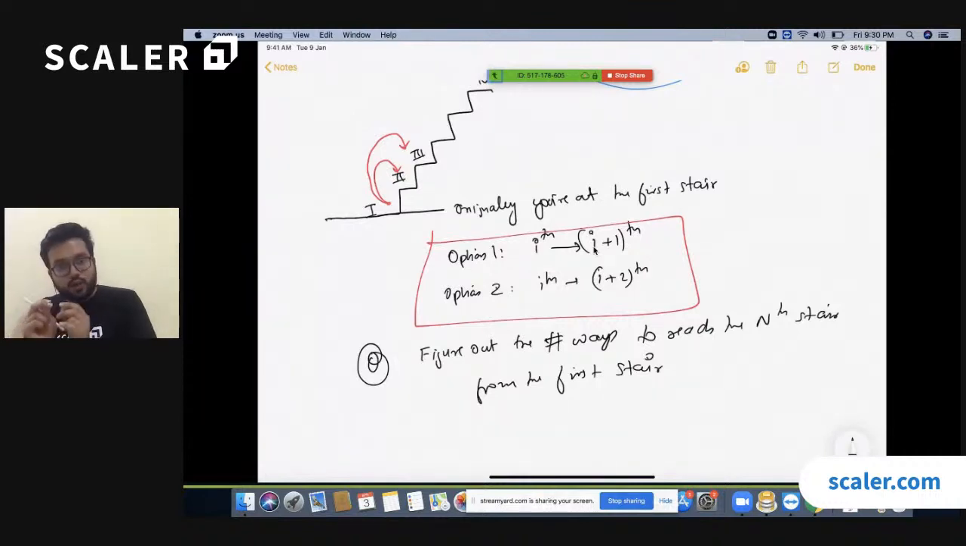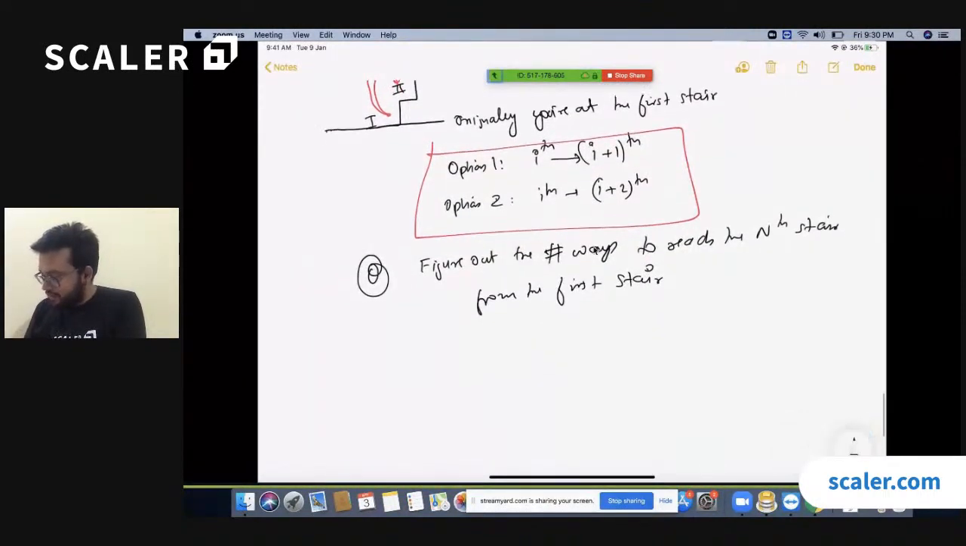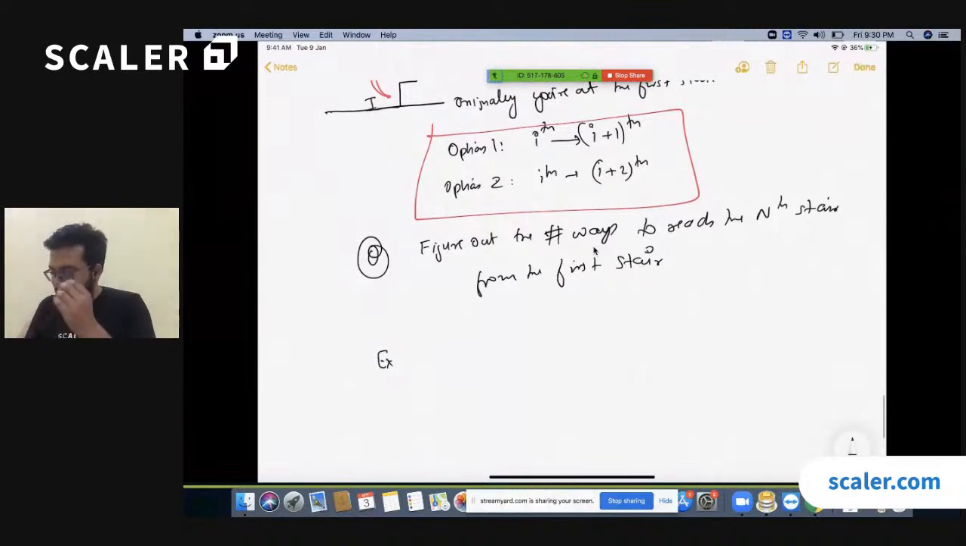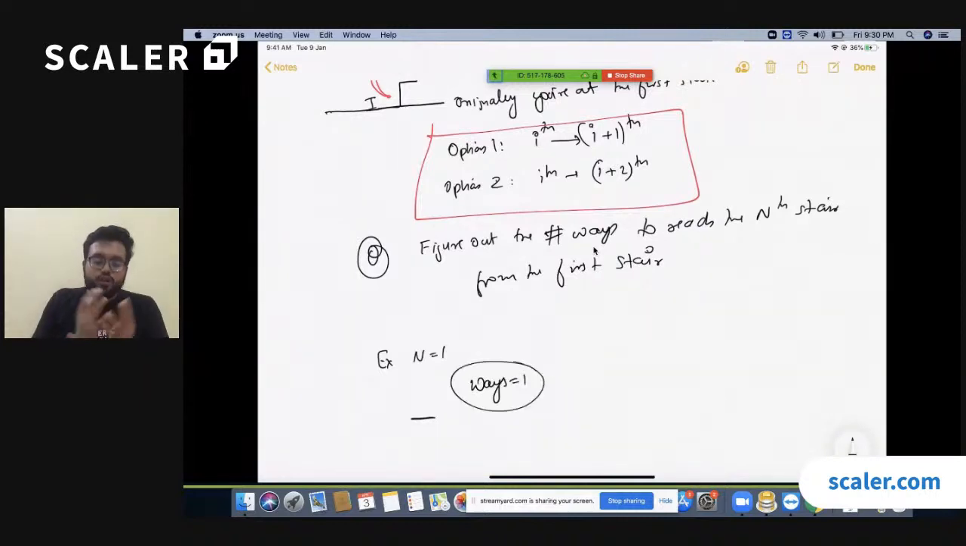Now let's actually look at a couple of examples and see what kind of pattern we observe. Let's take an example for what happens if the number of stairs was only equal to 1. So let's say there is only one stair. You are at the first stair, you only have to reach the first stair. How many ways are there? The number of ways that you have is only one. You can choose not to do anything because you are at the first stair itself. You cannot do anything else but stay at that stair. Let's assume this is the first example that we have.